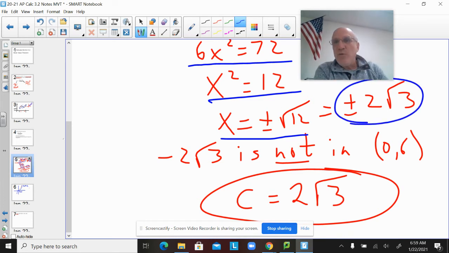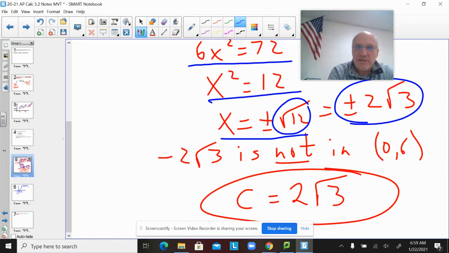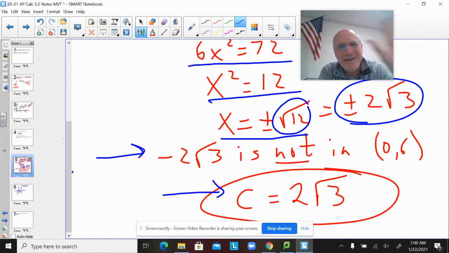And if you stop there, you would lose a little bit of credit, because remember, you're looking for values in the specified interval. And the interval for this problem was from 0 to 6. And out of plus or minus 2 root 3, and I don't know what 2 root 3 equals. Let's see, the square root of 12 is between 3 and 4, I guess. But negative 3 point something is not between 0 and 6. So in this particular case, negative 2 root 3 is not in the interval. So the C value that I found guaranteed by the mean value theorem is 2 root 3, which again is like 3 point something. I don't need a decimal.